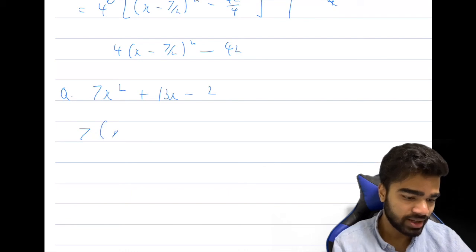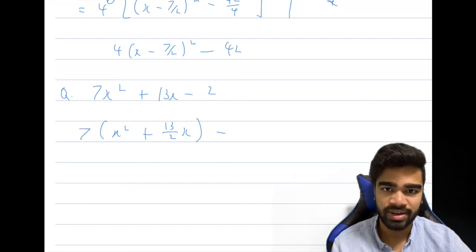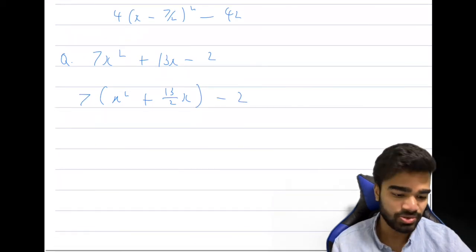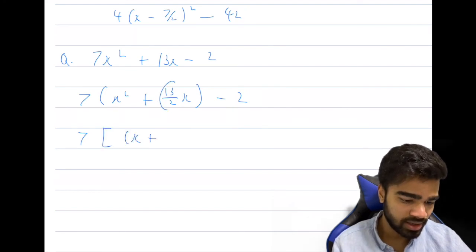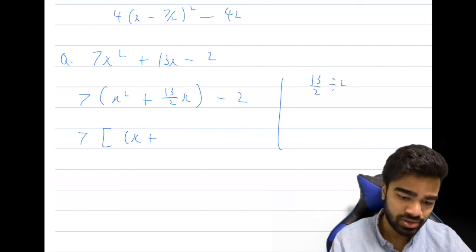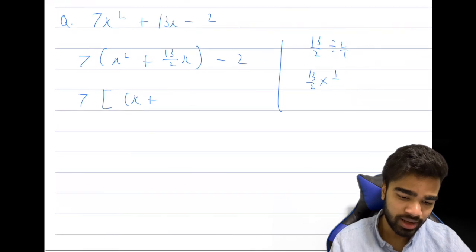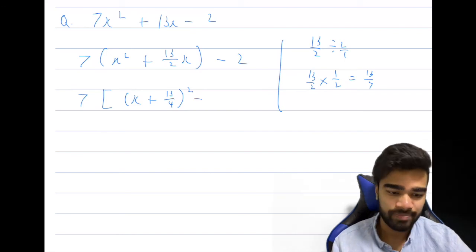So you have 7 in brackets, x squared plus 13 on 7x, and then I'm going to leave negative 2 on the outside. So I'm just going to factorize from the first 2 terms. So this is the normal way we learn. Square brackets, x plus, now we need to divide 13 on 7 by 2. So 13 on 7 divided by 2 is the same as 13 on 7 multiplied by half. So you got 13 on 14. Whole thing squared.